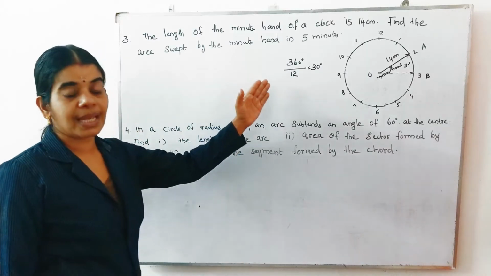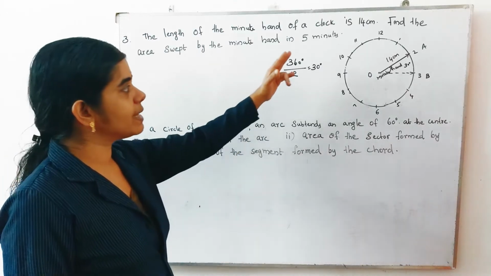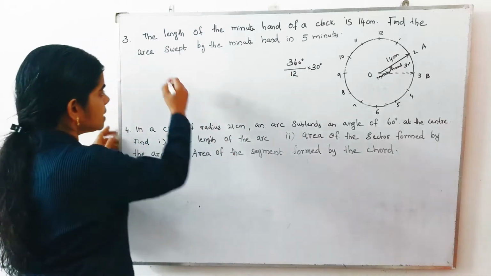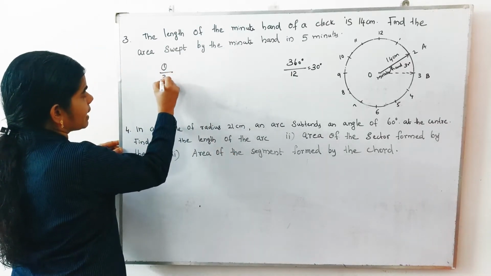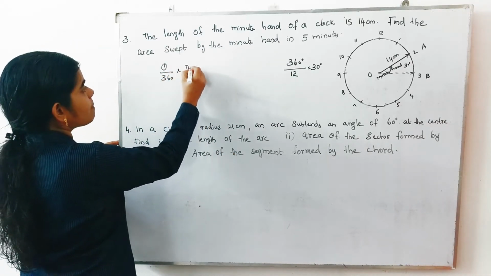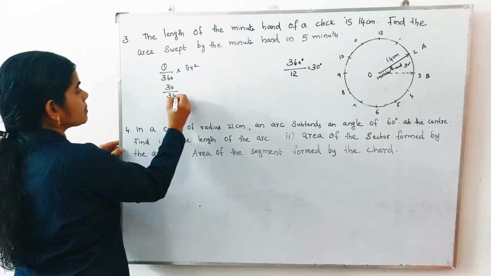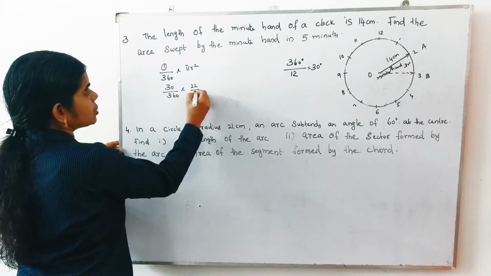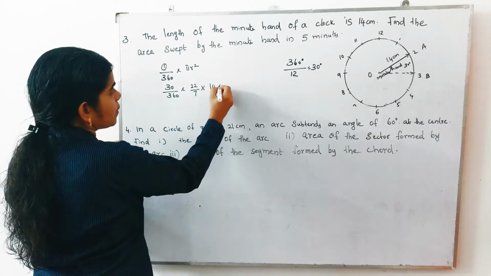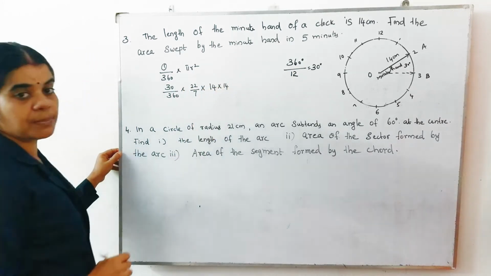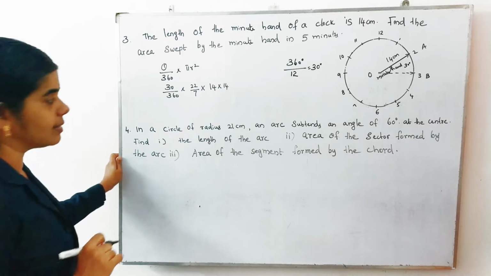Then we can find the area of the sector moved by the minute hand in 5 minutes using the formula theta by 360 into pi r square. So 30 divided by 360 into 22 by 7 into 14 into 14. 14 is the minute hand, which will be the radius of the circle.